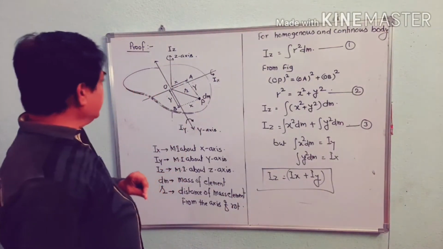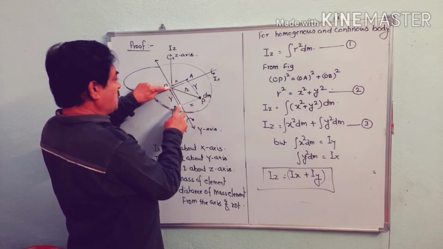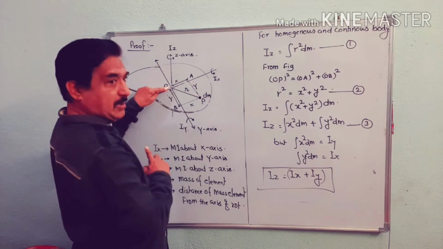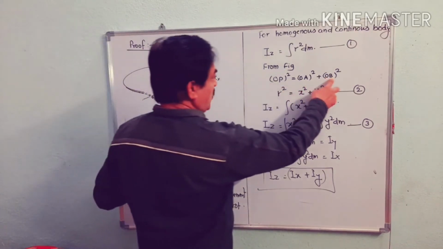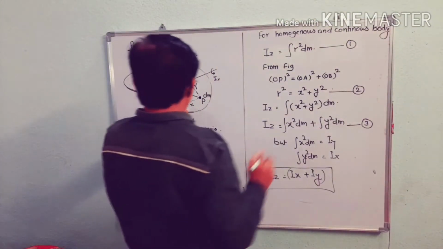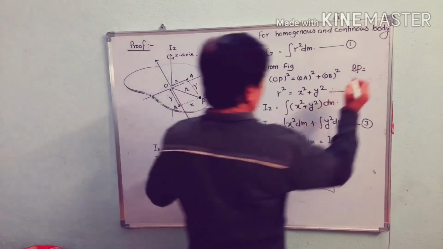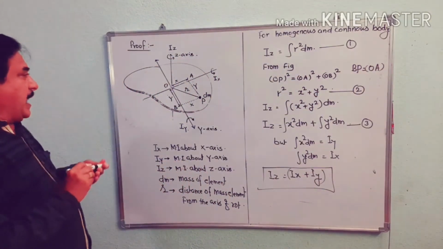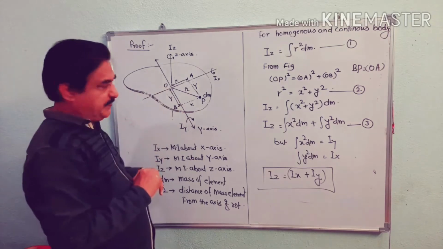From this figure consider this angle OPB. OP square is equal to OB square plus BP square. But BP is equal to OA. So the equation will be OP square is equal to OA square plus OB square.